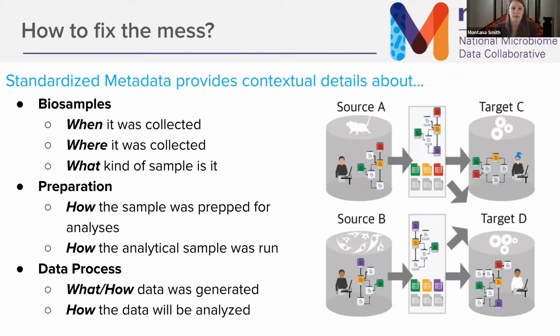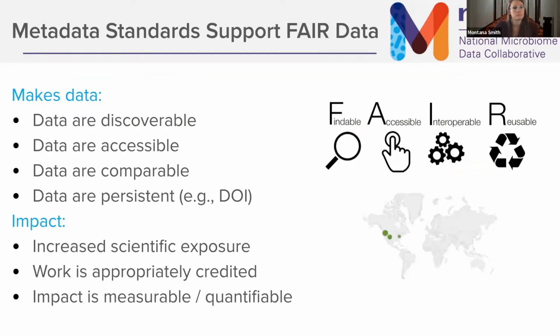And using standardized methods at each of these steps ensures details are not missed. And when a factor or detail is called one thing from source A, you know how it's similar or different to something from source B. Accomplishing standardized metadata in each of these steps also allows you to adhere to FAIR data principles, and it makes your data discoverable, accessible, and comparable, as well as persistent with assigned data DOIs, which will also increase the scientific impact of your work and how recognized it can be.